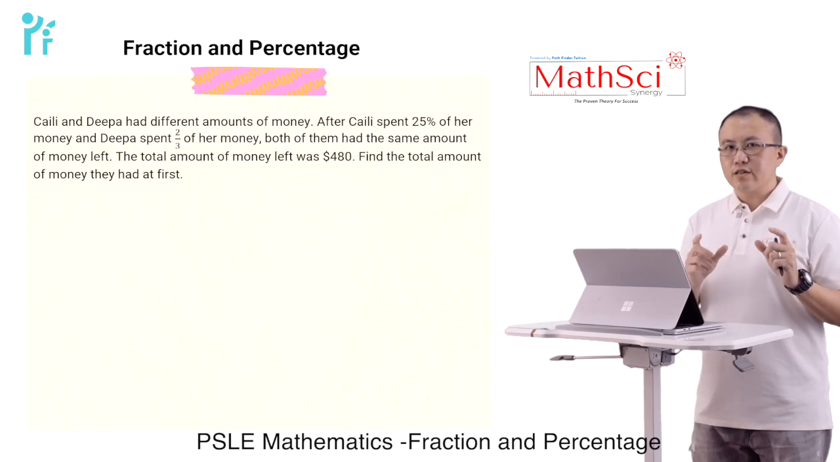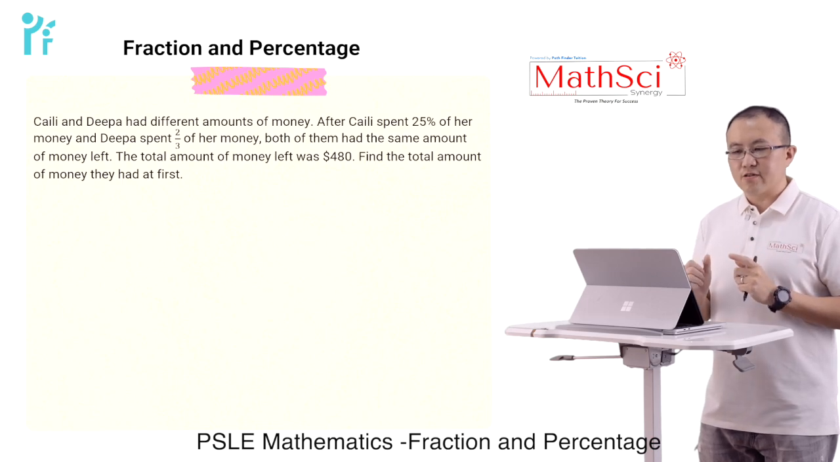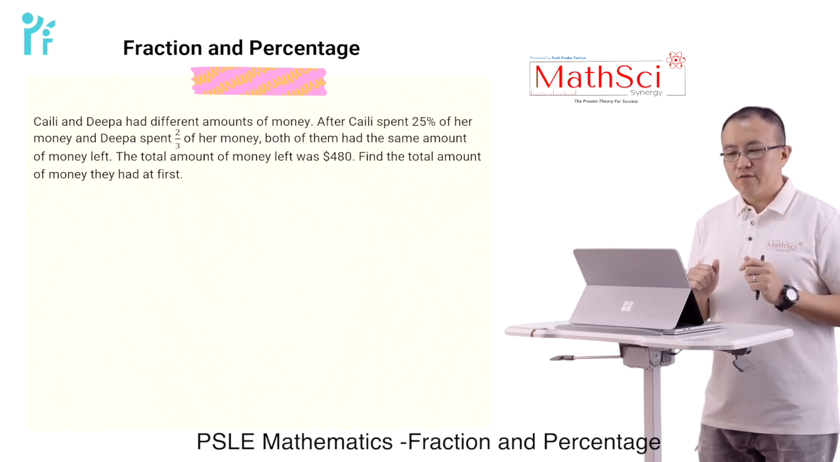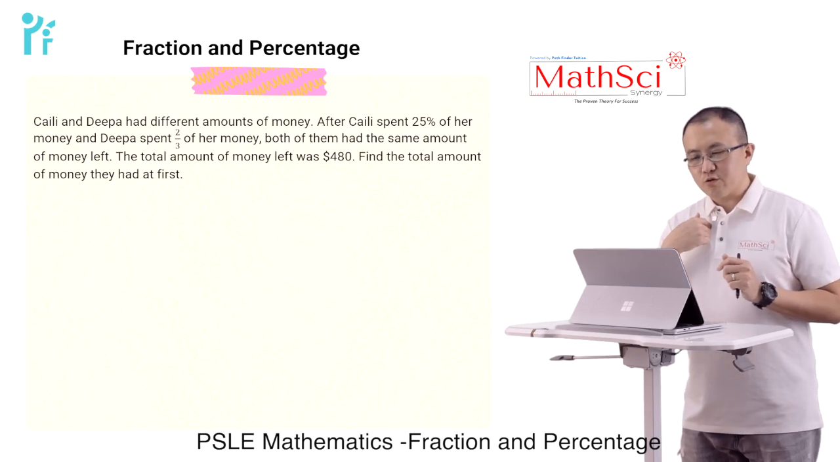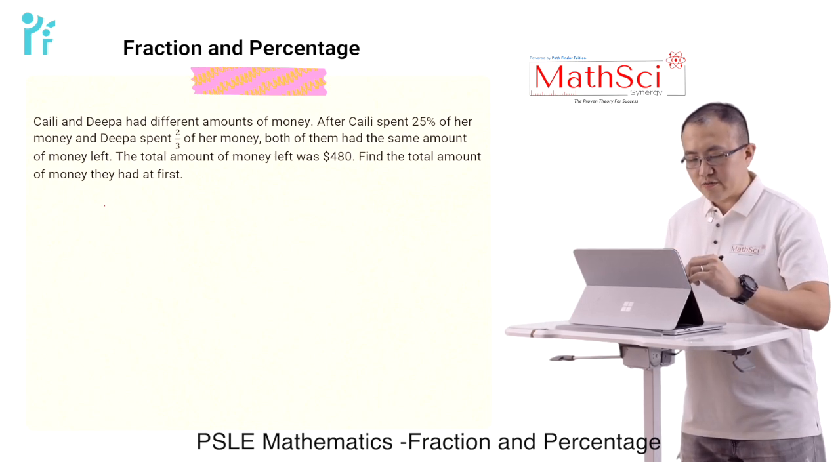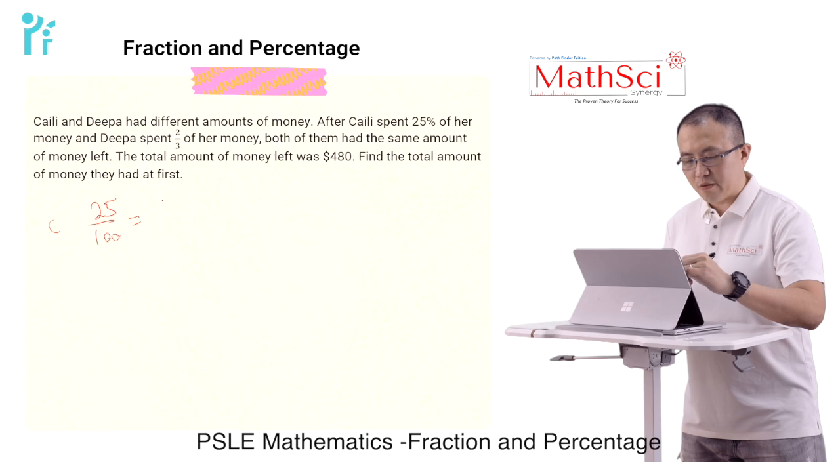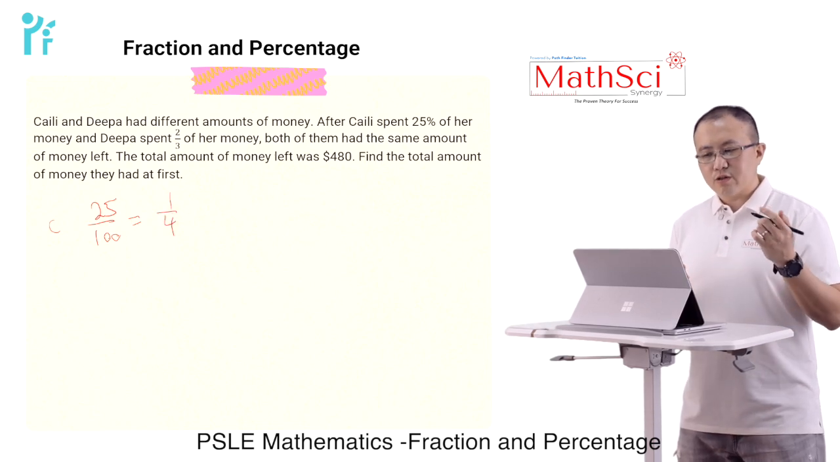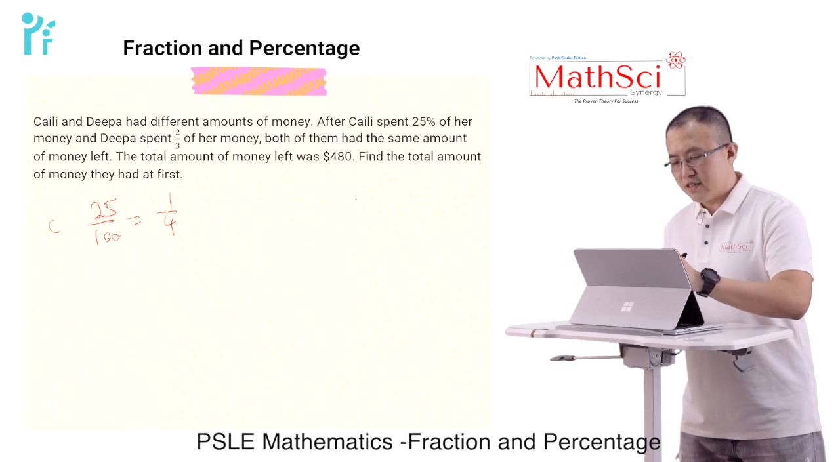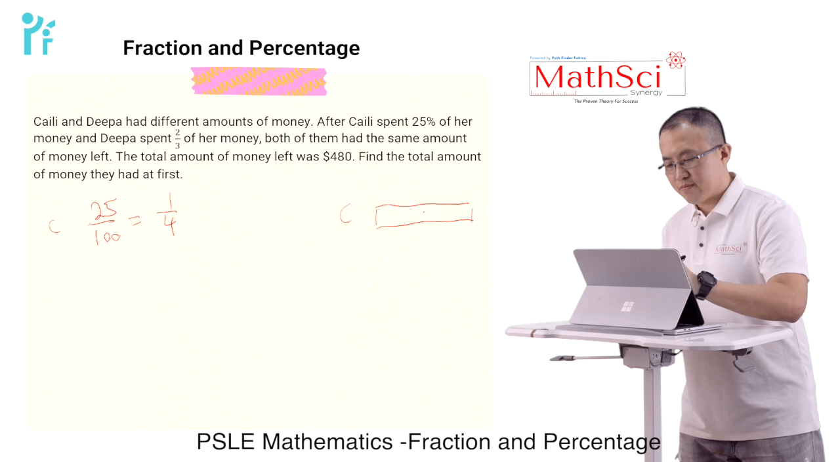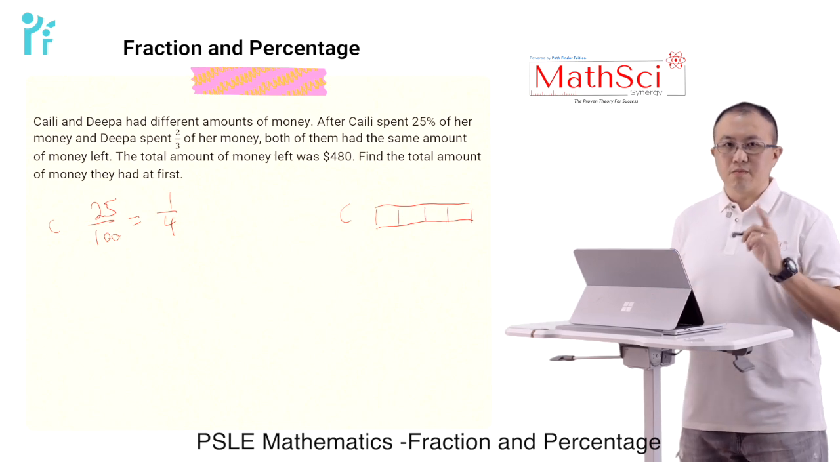Now let's try to develop the model for this question, which is very important. First thing first, if Cai Li has 25% of the money spent, the thing that comes to my mind is I will write 25 over 100, which translates to a simplified fraction of 1/4. So when we talk about model drawing for Cai Li, I will draw 4 boxes. Okay, so 4 boxes. This is the model for Cai Li.